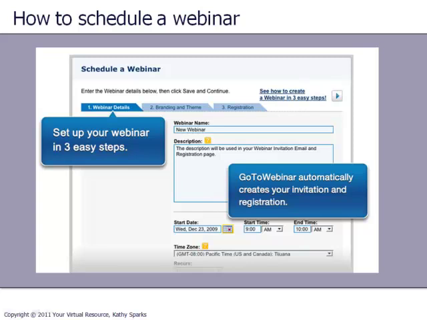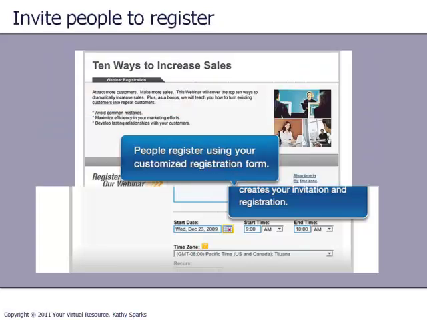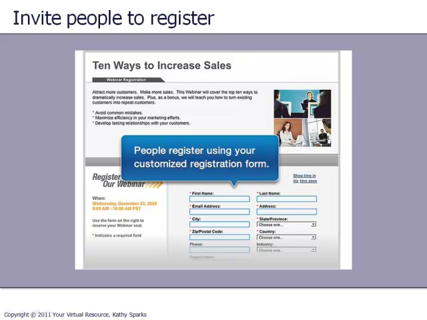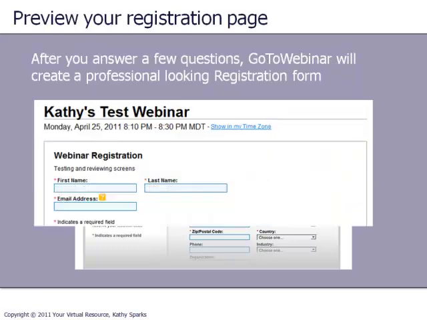So you tell GoToWebinar what all you want to collect. Well, maybe you don't need their address or their city or their zip code. So you choose all that, and so they don't have to fill that in if you don't want them to. You can preview your registration form. After you answer a few questions, GoToWebinar will create a professional looking registration form.